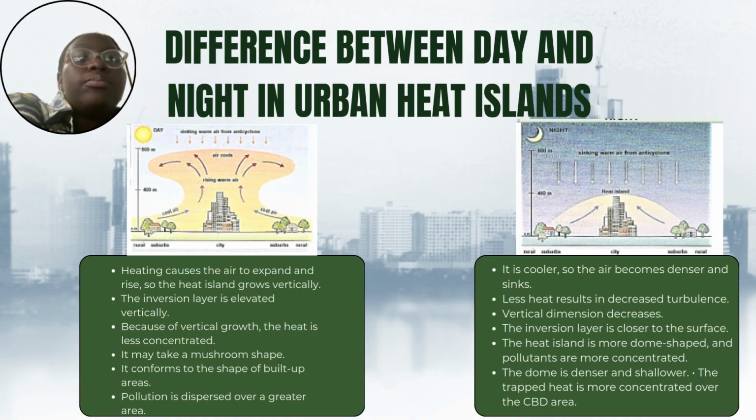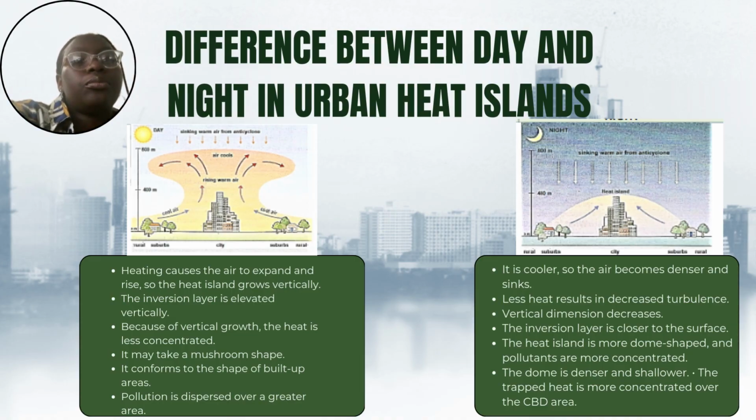In contrast, at night it's cooler, so the air will become dense and sink, right? The less heat results in decreased turbulence. Vertical dimension then decreases. You see it's closer to the surface. The inversion layer itself is also closer. The heat island is more dome shaped, and then the pollutants are more concentrated over that smaller surface area. The dome is denser and shallower. The trapped heat is more concentrated over the CBD itself.